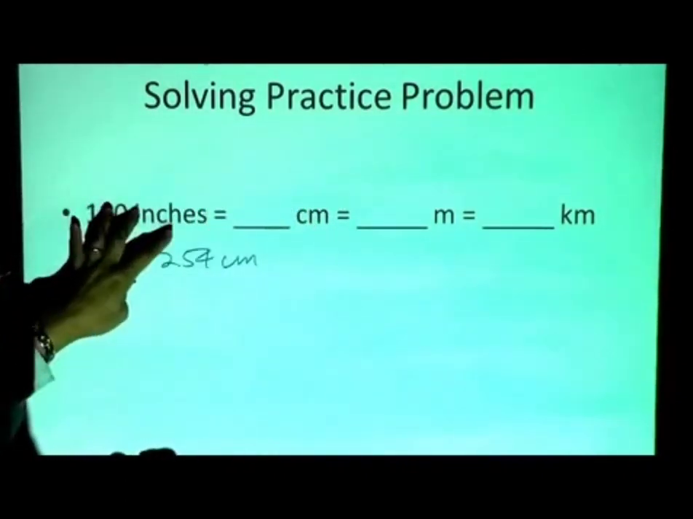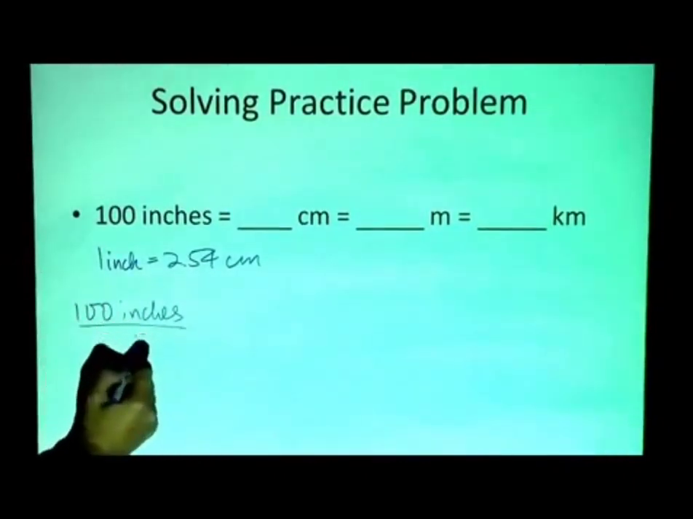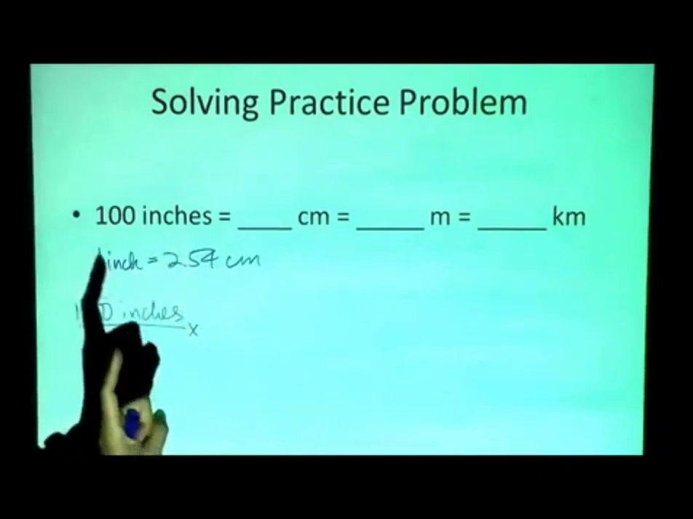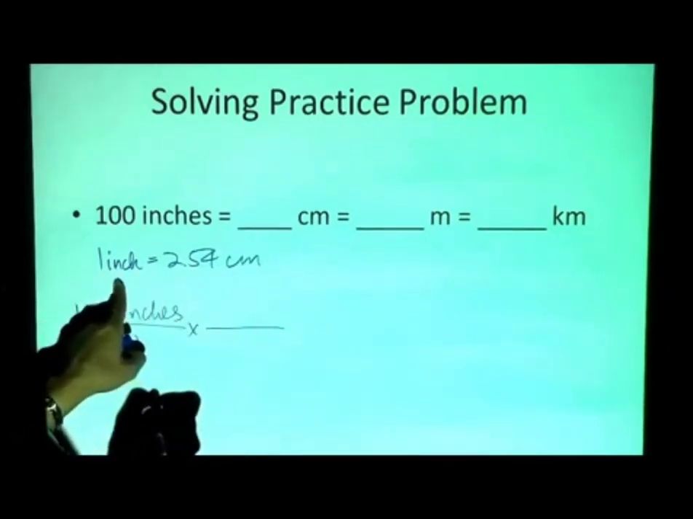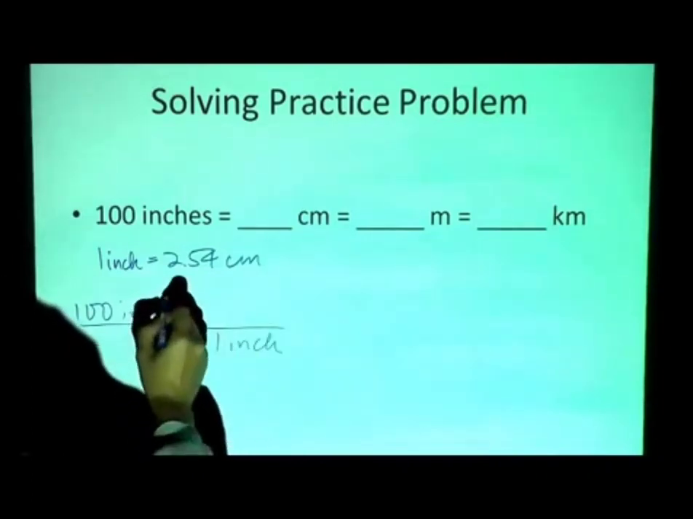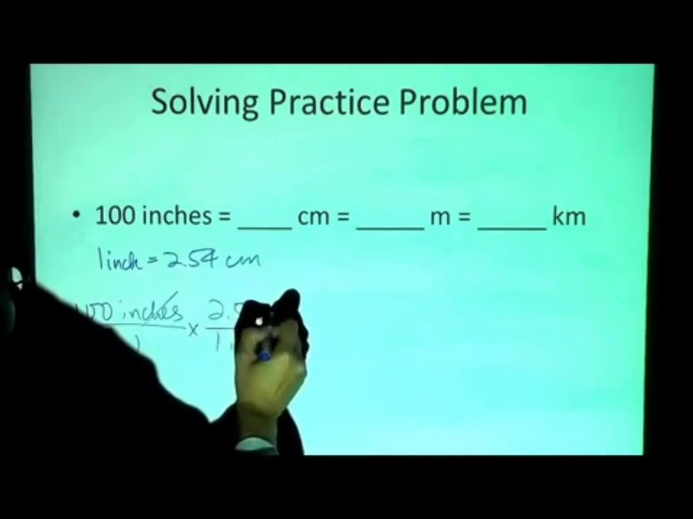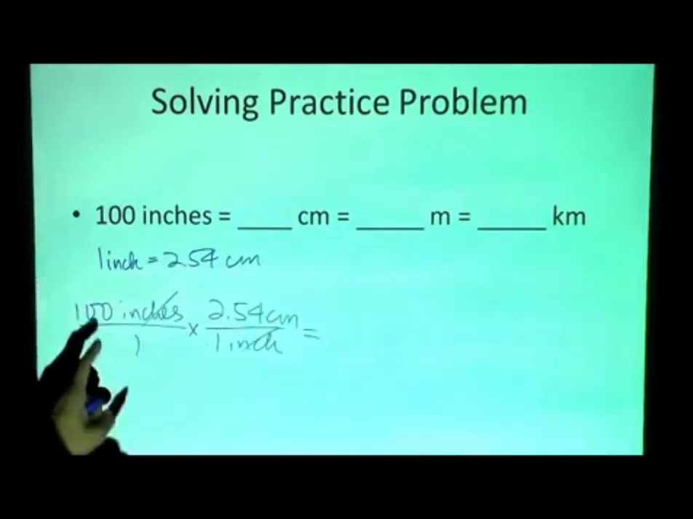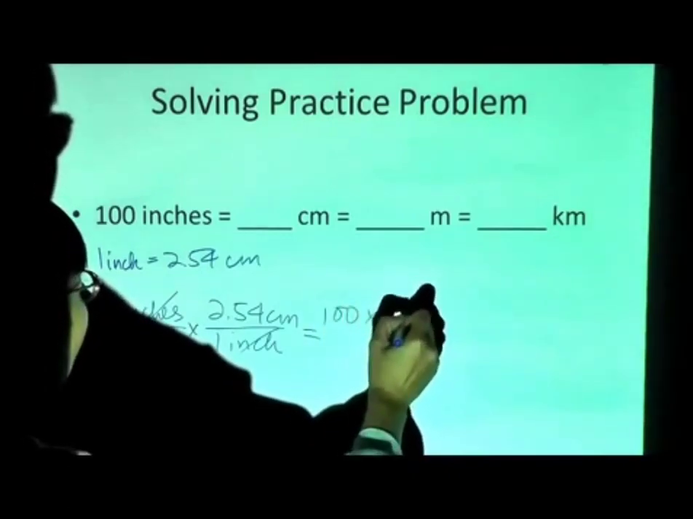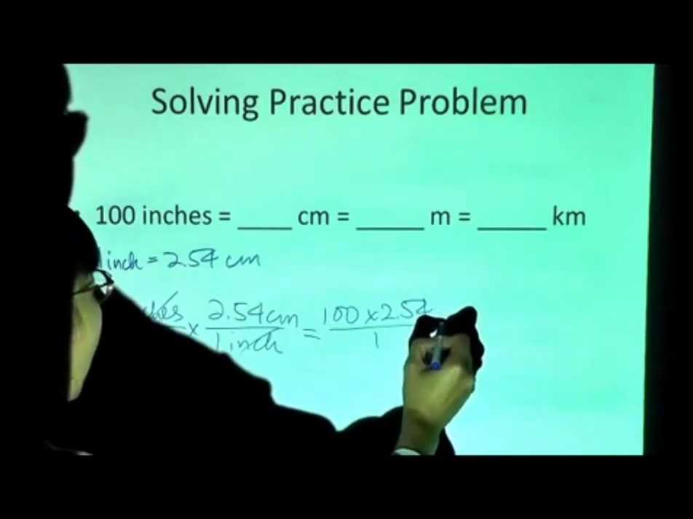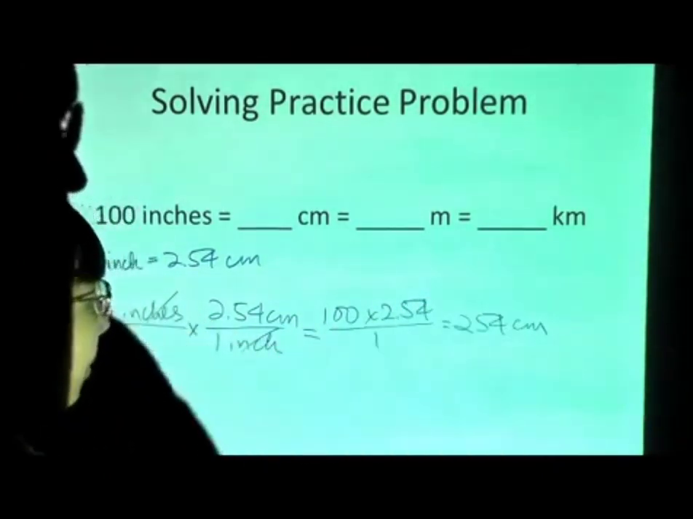So for this first part here, I'm going to start with what we have, which is 100 inches. That's understood to be over 1. And then we're going to multiply by a ratio of 1. That ratio of 1 has to have inches on the bottom so that you can cancel each other out. Inch on the bottom. And therefore we cancel that inch with this inch. What's on top? This has to be on top. So it's 2.54 centimeter on top. 100 times 2.54 divided by 1. And now the answer is 254 centimeter.